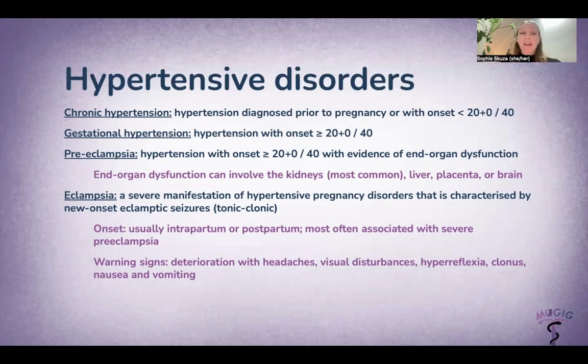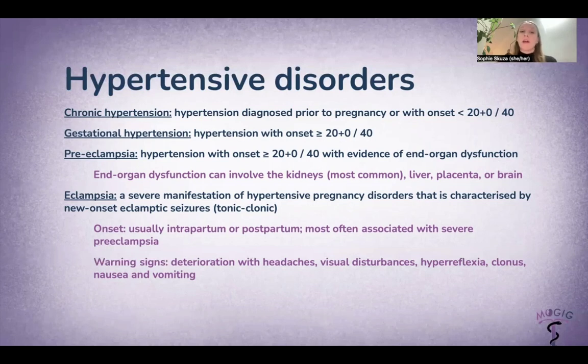So onto a bit of background and definitions. First up, we have chronic hypertension, which refers to hypertension diagnosed prior to pregnancy or with onset before 20 weeks gestation. We also have gestational hypertension, which refers to hypertension with onset after 20 weeks gestation. Preeclampsia refers to hypertension with onset after 20 weeks gestation, with evidence of end organ dysfunction, which can involve the kidneys, which is most common, the liver, the placenta, or the brain.